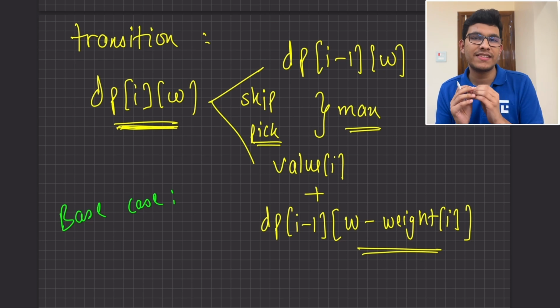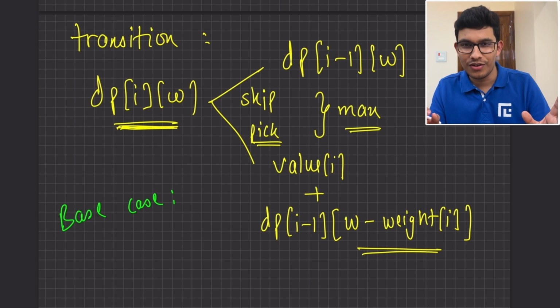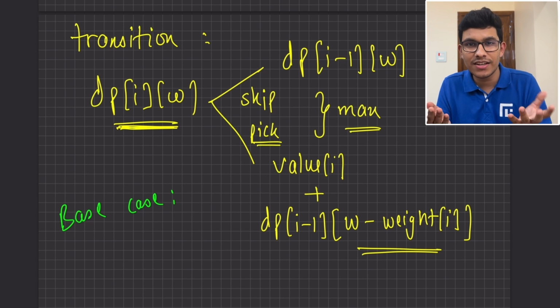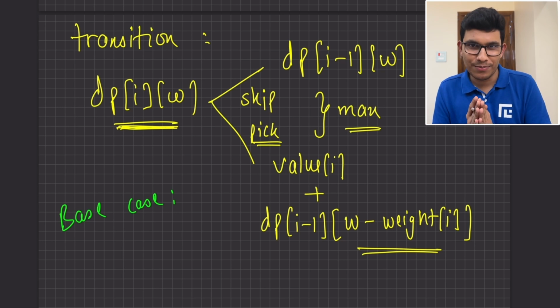How do we define the base case? The smallest subproblem that we don't want to solve, for which we might already know the answer or for which we don't have to further divide it. What is that smallest subproblem?